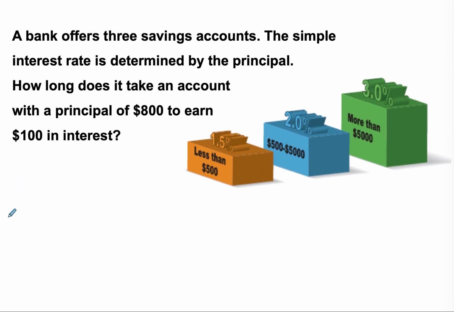All right, let's take a look at our next one here. A bank offers 3 savings accounts. The simple interest rate is determined by the principal. How long does it take an account with a principal of $800 to earn $100 in interest? Here we know the principal and the interest.